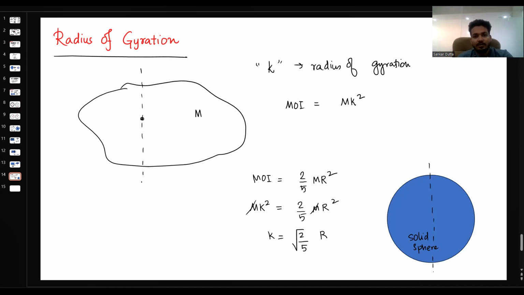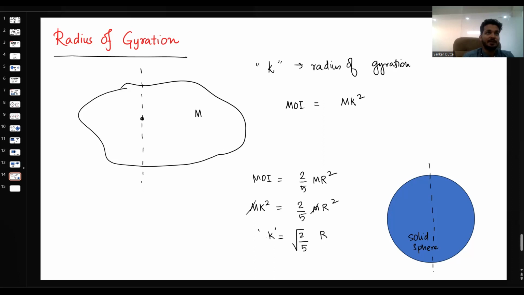So one second, someone said something. Yeah, root 2 by 5 into r. So this is going to be the value of radius of gyration. Now, what does it physically mean though? It means if all of the mass of this solid sphere were to be concentrated at one point such that it would have the same moment of inertia as the whole solid sphere, that distance where you can keep the point mass is known as radius of gyration.